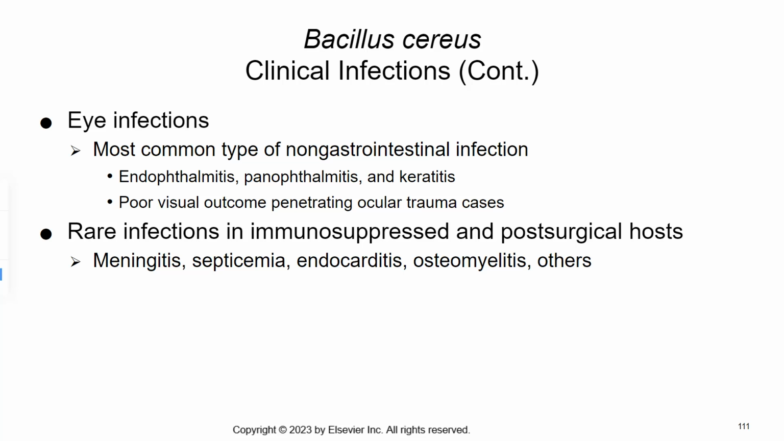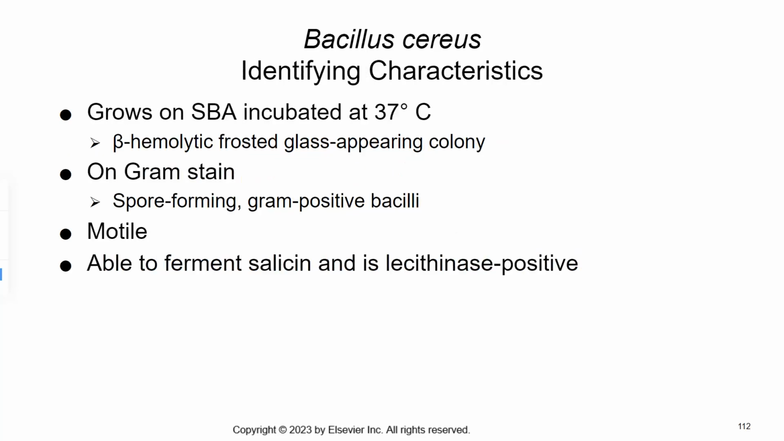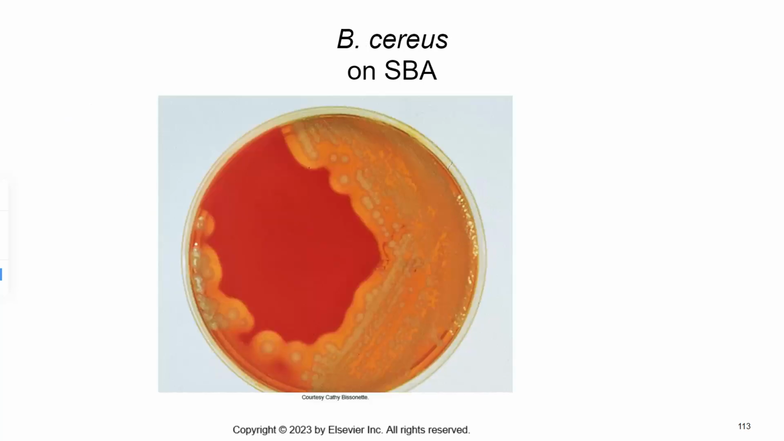It can cause eye infections, and there are rare infections in immunocompromised or immunosuppressed and post-surgical hosts. It grows on SBA incubated at 37C, with a beta-hemolytic, frosted glass appearing colony. I've heard Bacillus cereus referred to as the frosted glass colony. On gram stain, it's a spore-forming, gram-positive bacillus. It's motile, able to ferment salicin, and lecithinase positive. So this is what it looks like on a plate.